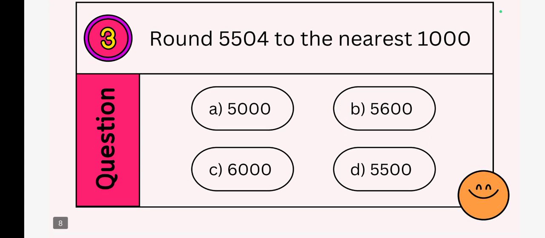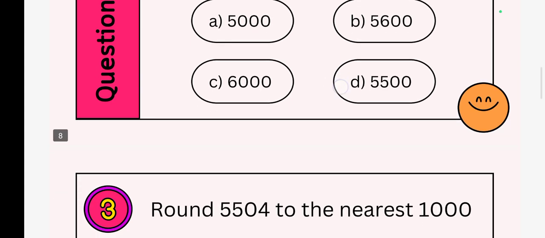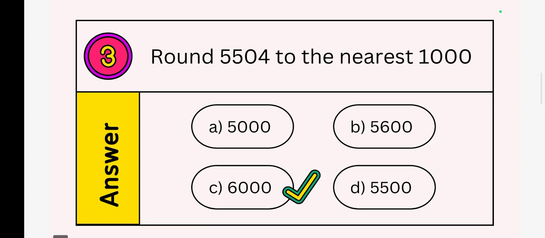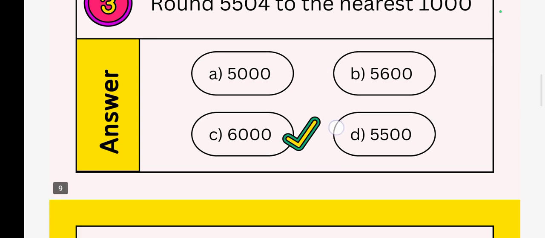Now rounding 5504 to the nearest thousand. Here you can see that there are four options: 5000, 5600, 6000 and 5500. So now 5504 can be rounded off to either 5000 or 6000. But here you can see that it is between 5000 and 6000, and it is four numbers nearer to 6000 and not to 5000. So our right answer will be 6000. Hope this rounding off is clear.